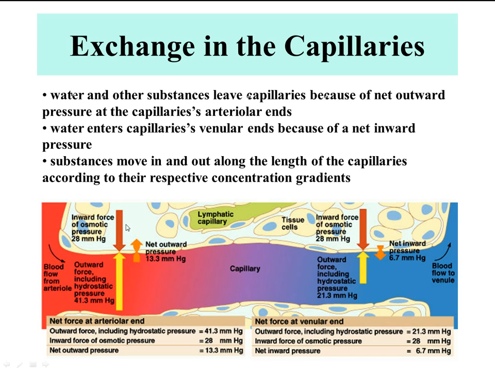So you have an osmosis going on, but hydrostatic pressure is a much stronger force. So the net force on the arterial end, the outward force, including hydrostatic pressure, is the 41.3. These numbers are not that important. I just want you to remember that this blood is flowing under pressure, so the filtration outward by this hydrostatic pressure is going to be greater than osmosis sending water back in.